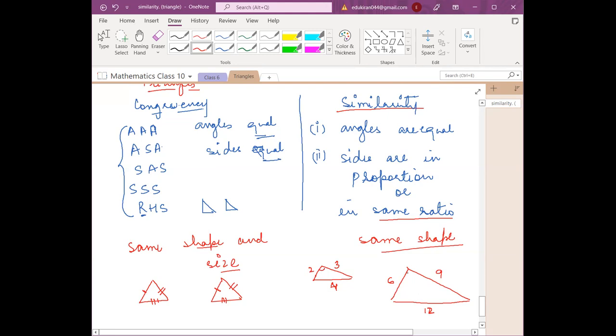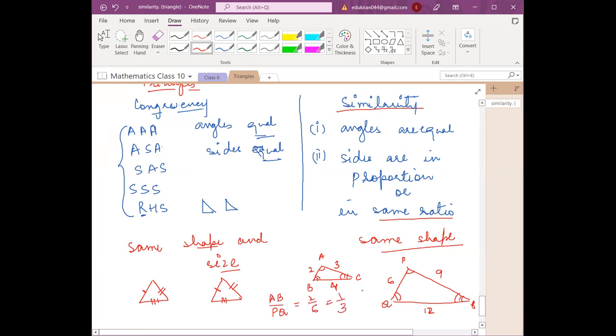So these two are similar triangles because the angles are equal. This angle is equal to this angle, this angle is equal to this angle, and this angle is equal to this angle. So this is given. And the sides are in proportion. That means if you take the ratio, for example, this is ABC and this is PQR. So understand what proportion means. If you take the ratio, for example, AB upon PQ, what will you get? 2 upon 6, that is 1 upon 3.